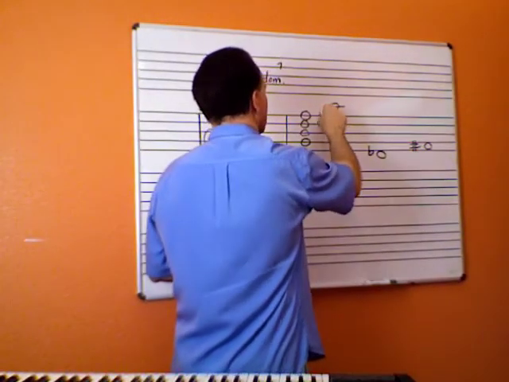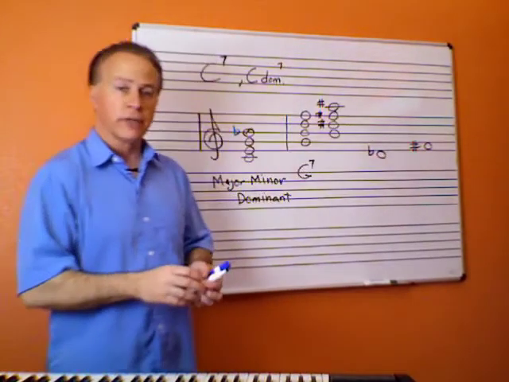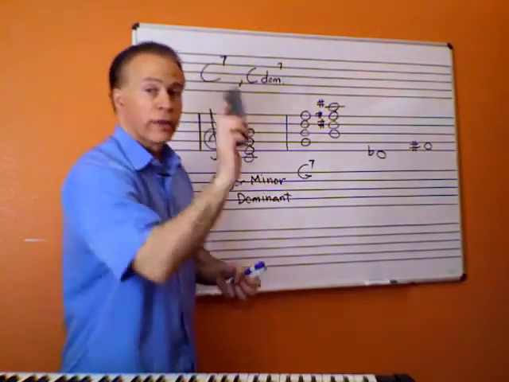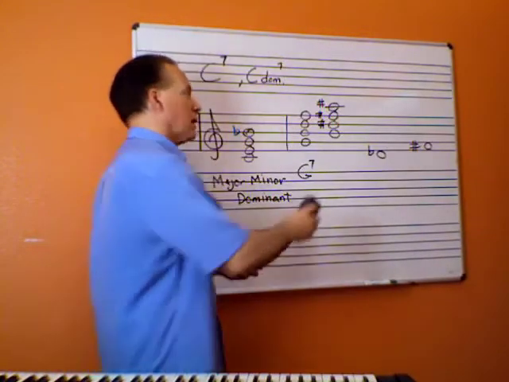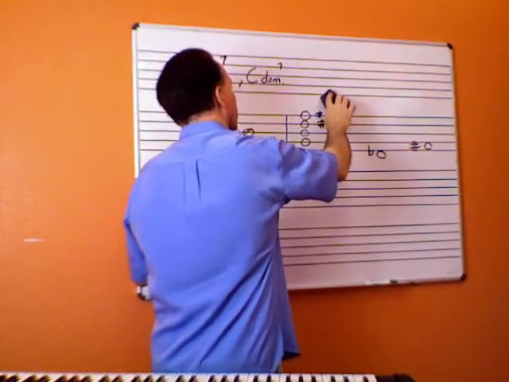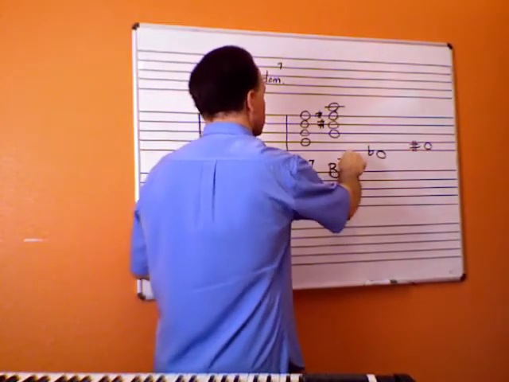B, D sharp, F sharp, and A sharp. Remember, in order to make it a dominant seventh chord, though, we're going to lower that top pitch by a half step. So the A sharp comes down and becomes an A natural. And the symbol for that, B7.